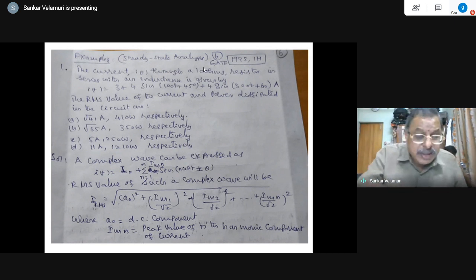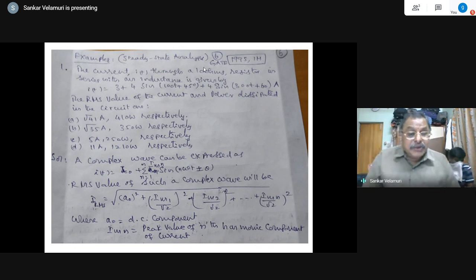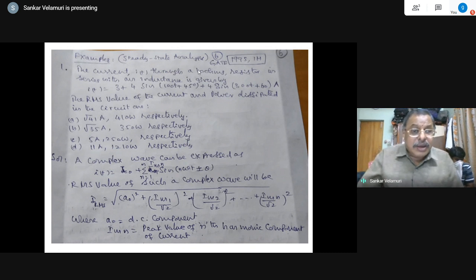So therefore, we have got the RMS value. The complex wave is obtained in this particular way: I naught square plus I1 square plus I2 square, etc. Here the DC component is being given, and the fundamental, third harmonic components are being given. So the RMS value of the complex wave is I naught square, or A naught square, plus I1 square plus I2 square plus I3 square and so on. So that is the RMS value.